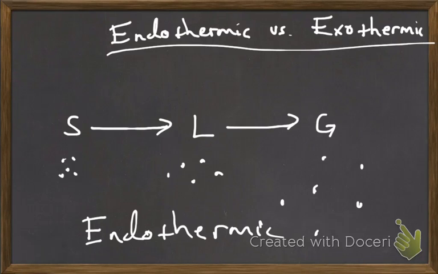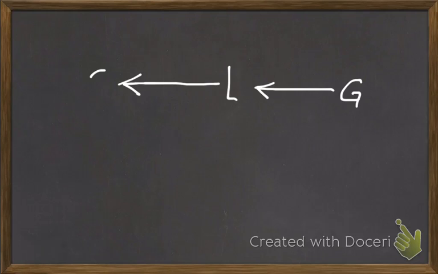Okay, and remember with endothermic processes, that means that the delta H is a positive value. Now, we're going to do the same thing, except this time we're going to start with a gas, go to a liquid, and then go to a solid. So again, I want to draw the dots. We have our dots spread out here. Liquid, they're a little closer together. And then solid, they're nice, neat, and orderly.